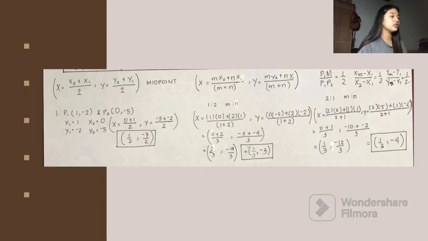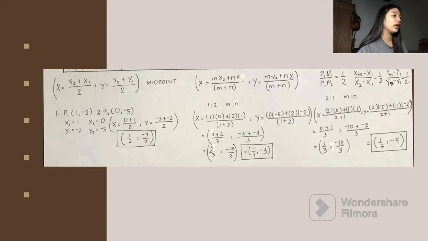Formula for midpoint: x is equal to x sub 2 plus x sub 1 over 2, y is equal to y sub 2 plus y sub 1 over 2. And next, the formula for the trisection point nearest to the first point: x is equal to m multiplied by x sub 2 plus n multiplied by x sub 1 over m plus n. For y is equal to m multiplied by y sub 2 plus n multiplied by y sub 1 over m plus n, where m is equal to 1 and n is equal to 2. So let's proceed to the given number 1 or item number 1.